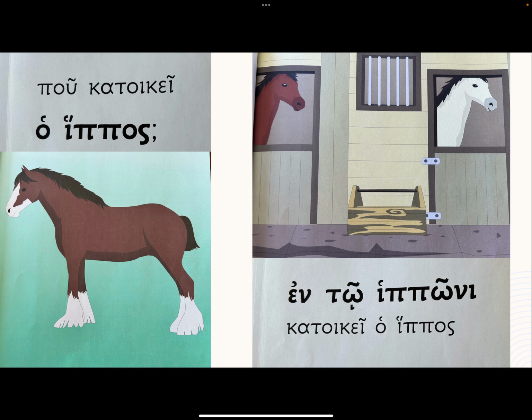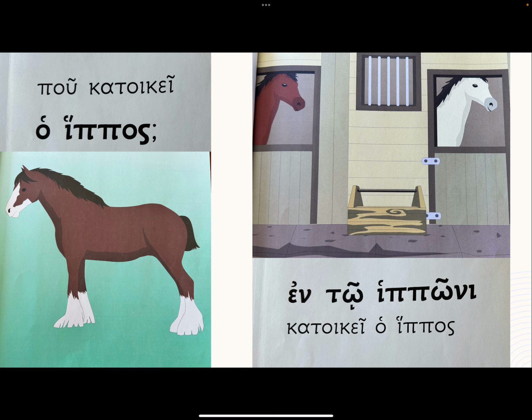Just a quick fun fact here. Hippos is actually where we get our word hippopotamus from, because hippos means horse in Greek and potamos means river. So it's a horse of the river. River horse is where we get our word hippopotamus from.